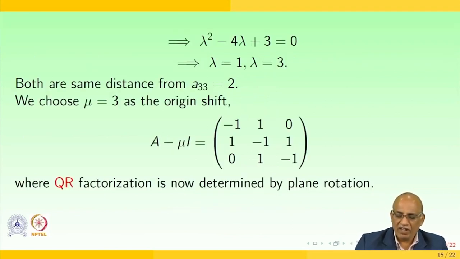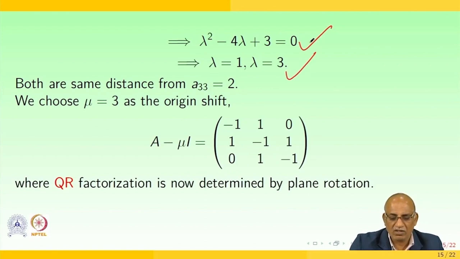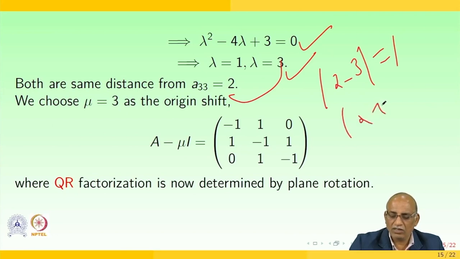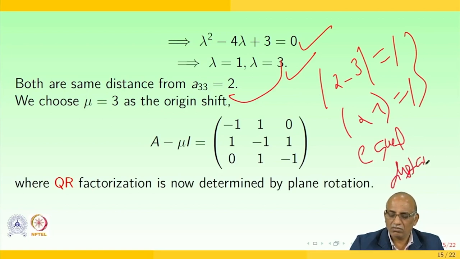Now, you get the values of lambda from lambda square minus 4 lambda plus 3 is equal to 0. So, lambda is equal to 1 or 3, they are all real roots. Both are at the same distance from A33, which is equal to 2, because 3 minus 2 is 1 and 2 minus 1 is 1. So, both are at the same distance.